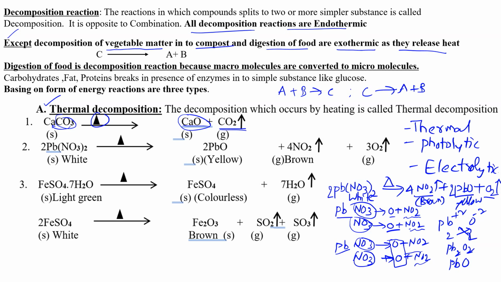Similarly, we can go for the decomposition of FeSO4 also. FeSO4 actually possesses 7 water molecules, because when FeSO4 is exposed to air, it attracts water. On slight heating, this water goes off. Actually, the color is green. On heating slightly, it becomes colorless. On further heating this colorless substance, we get chemicals like this.